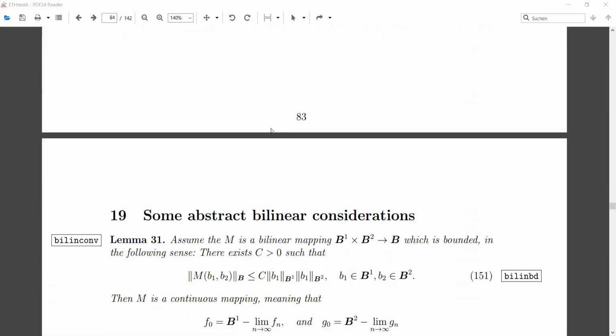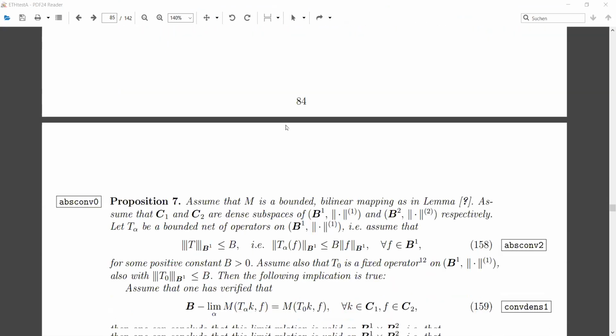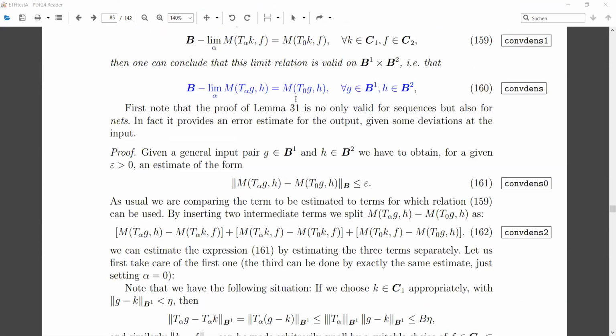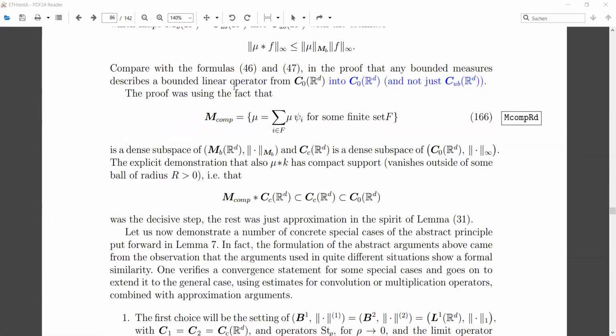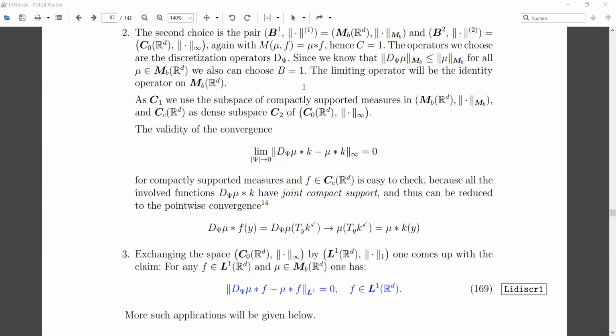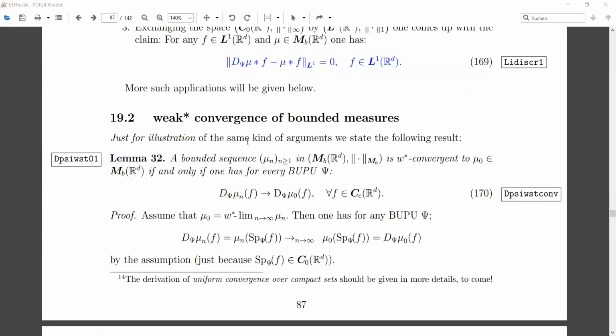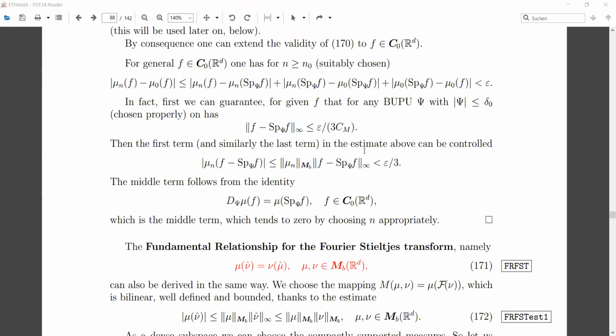Unfortunately, I have to scroll down. So here you see we had these abstract principles. I will not repeat this again. Maybe I recall to you that there is another important thing. No, this is also not relevant.